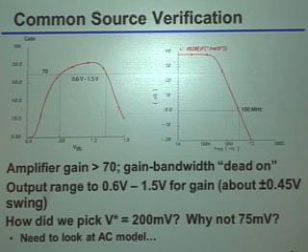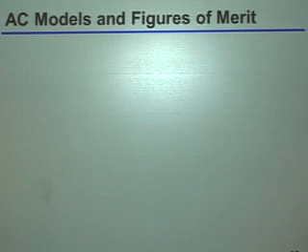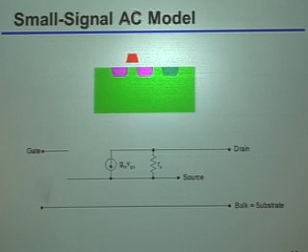Okay? Now, the question that, of course, we kept coming back to was, how in the hell did I pick this V star of 200 millivolts? Why didn't I pick 75 or 50 or 100 or anything like that? Well, to really answer that, we have to look at the AC model. Okay? So let's look now more carefully at the AC performance of the devices and, of course, the small signal model for the transistors from an AC standpoint.